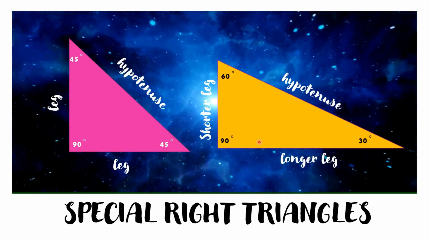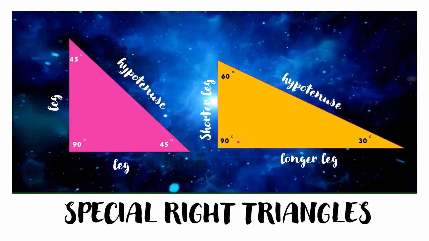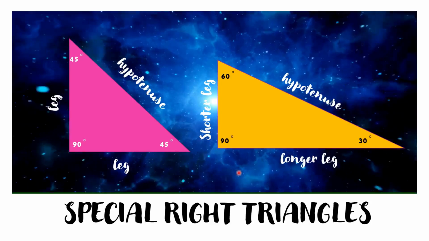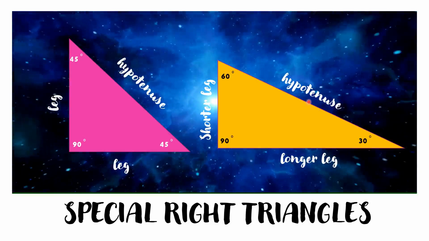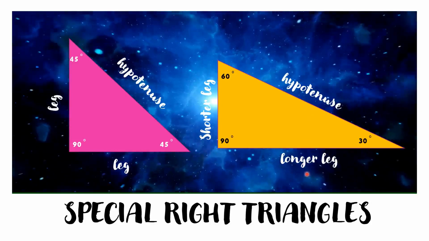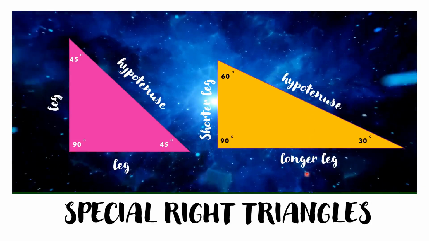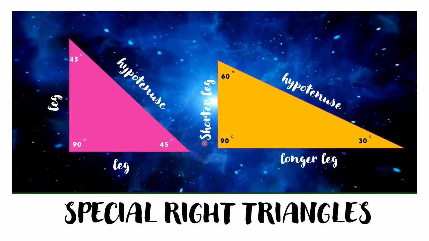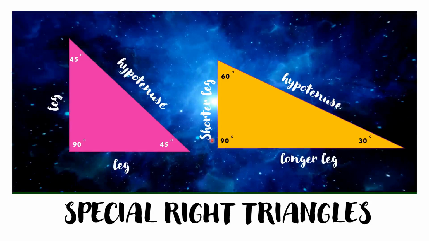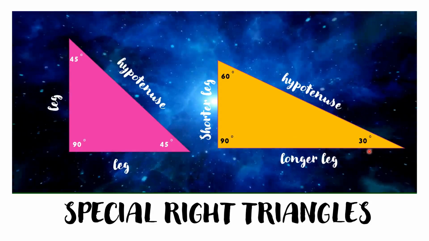Sa 30-60-90 naman, another kind of special right triangle. Okay, the longest side is the hypotenuse. And then, meron tayong longer leg. So, yung longer leg po, ayan po yung opposite kay 60 degree angle. And then, yung shorter leg naman, ayan po yung opposite kay 30 degree angle.